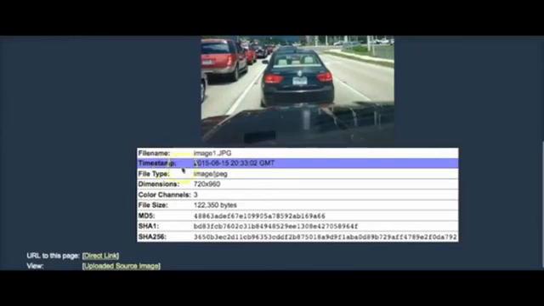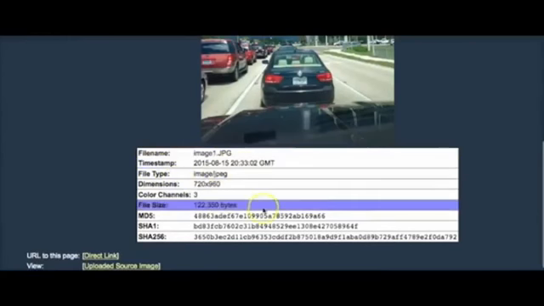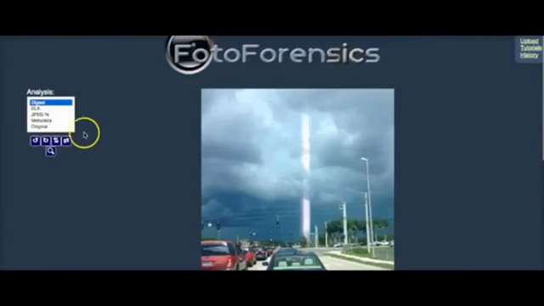Here's the digest of the image. It's a JPEG, 815, so on and so forth. And there's file size, whatever. Anyways, ELA, error level analysis.